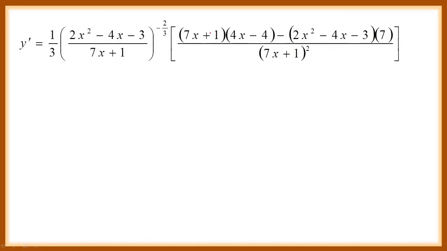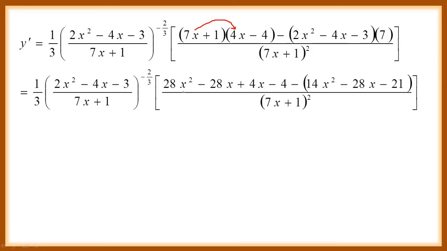For this part, 7x plus 1 times 4x minus 4 first. So, ang gagawin natin, we will be multiplying 7x times 4x. It will become 28x squared. Next, 7x times negative 4, that is negative 28x. 1 times 4x, that is 4x. 1 times negative 4 is negative 4.